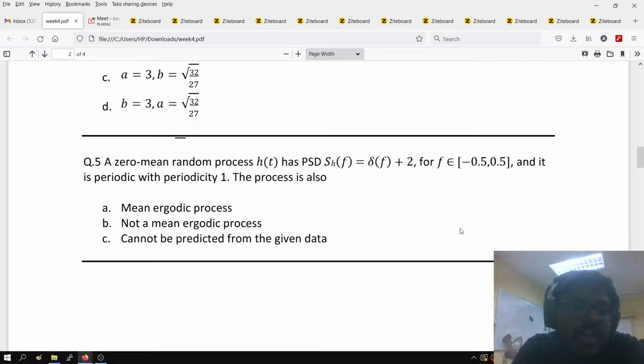And only a zero mean random process is given. I do not know what is meant by zero mean, whether it is the time mean, ensemble average, or time average in that sense. So according to me, from this data we cannot predict whether it is ergodic or not ergodic. It is very difficult to comment on whether it is ergodic or not ergodic.